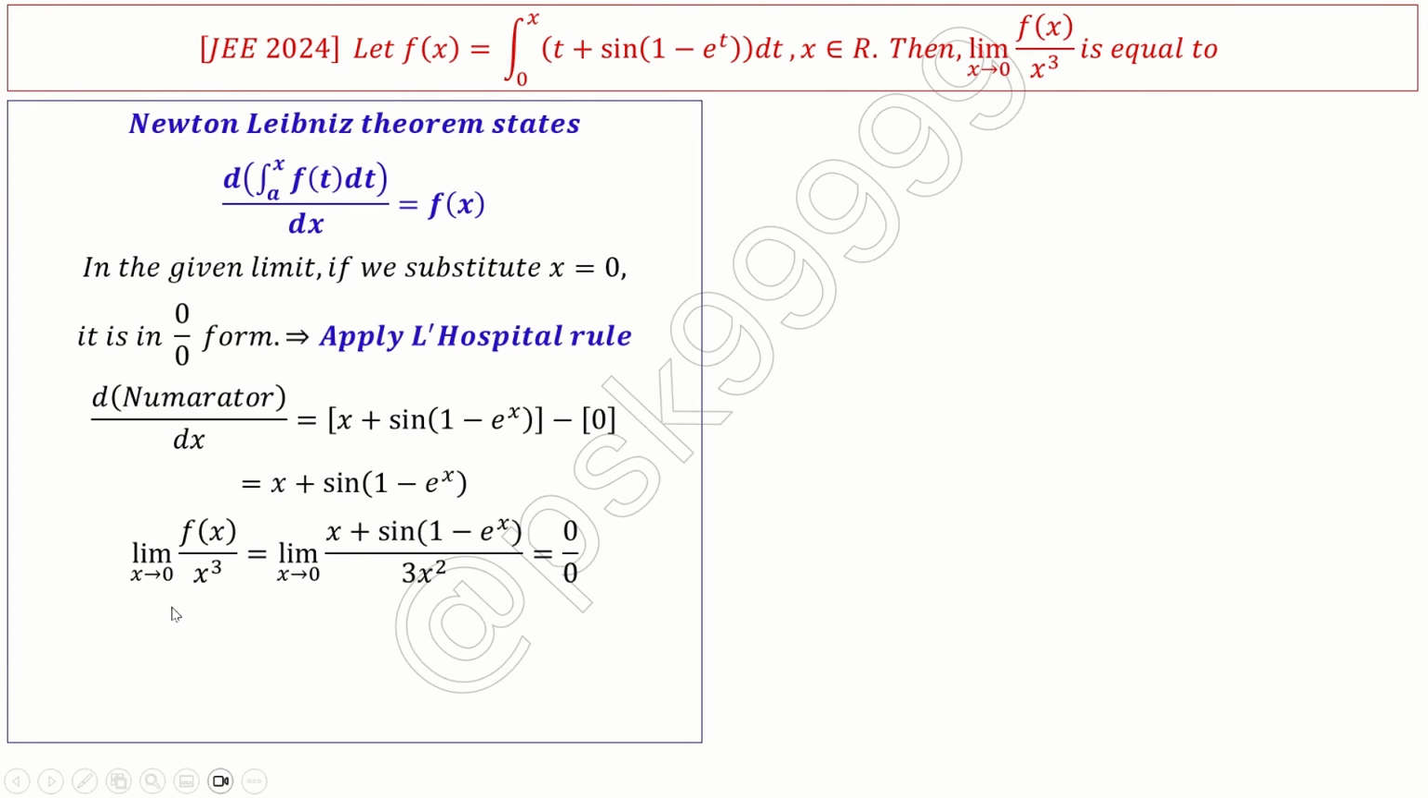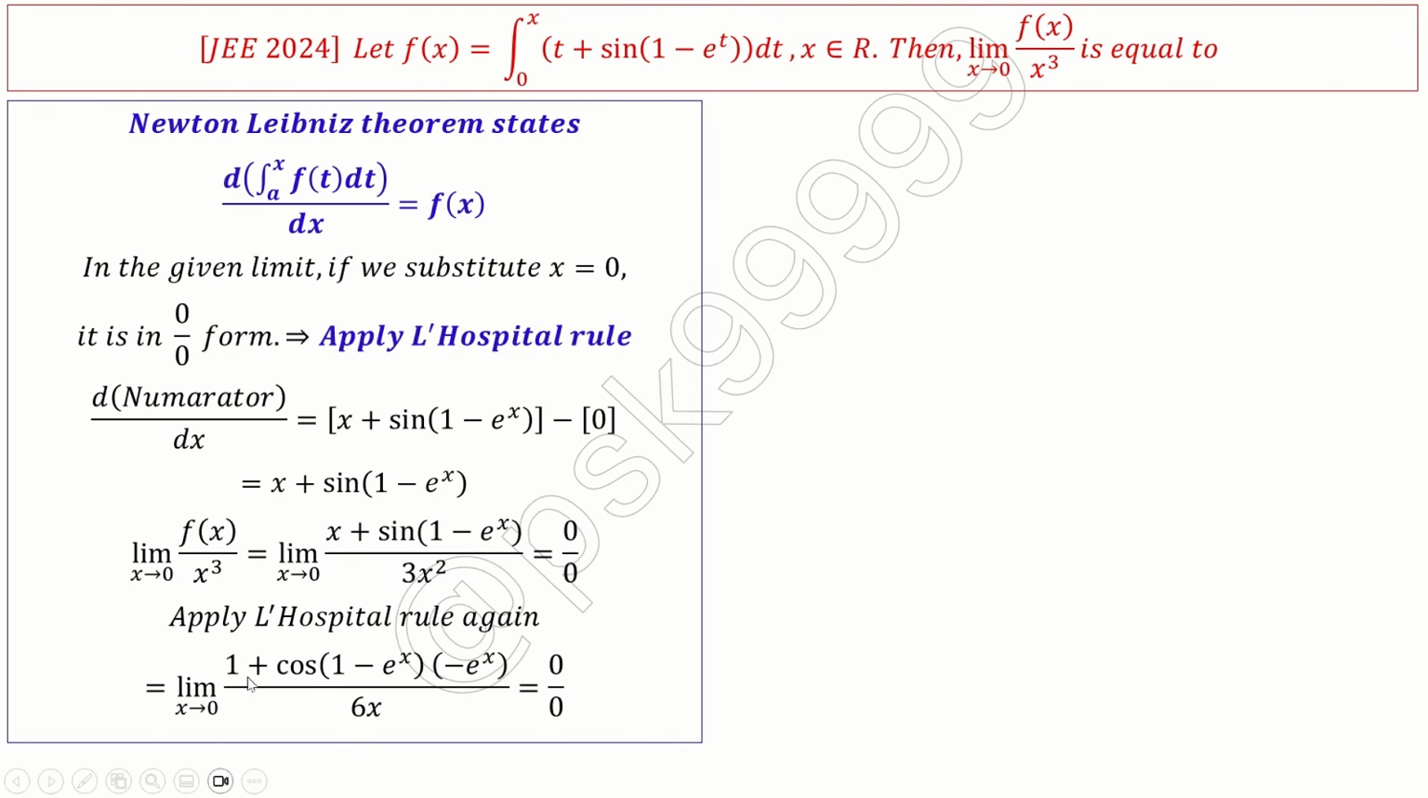Now limit of x tends to 0, f of x by x cube is nothing but limit of x tends to 0, x plus sine of 1 minus e to the power of x by 3x square. Because I differentiated the numerator, I am differentiating the denominator, that is x cube, which is 3x square. If I substitute 0, this is again 0 by 0 form. So which means I have to apply L'Hospital rule again.